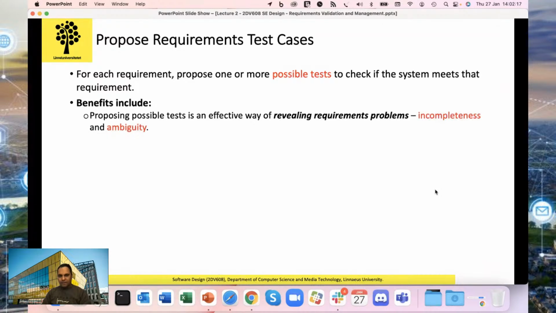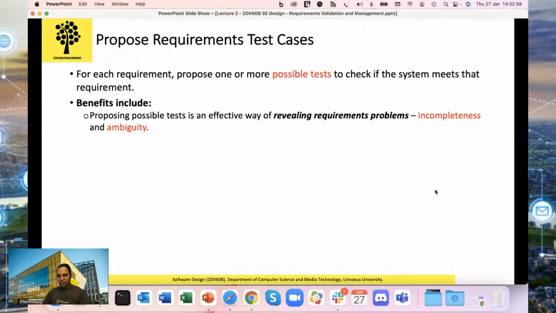Writing test cases for your requirements will be part of your assignment, but many of you misunderstand these instructions and come up with detailed test cases: what are the preconditions, what are the postconditions, what are the inputs, what are the outputs, and so on. I don't want those detailed test cases at this point. Even for requirements validation, you don't need to provide detailed test cases.